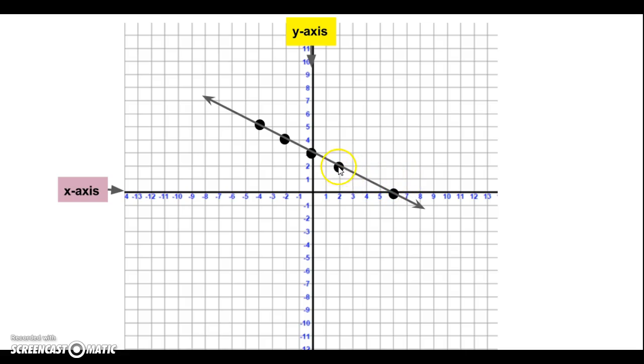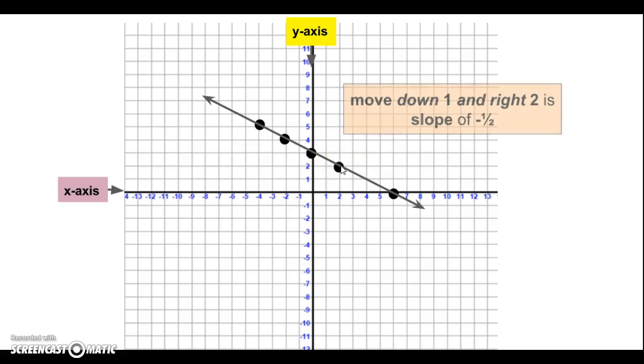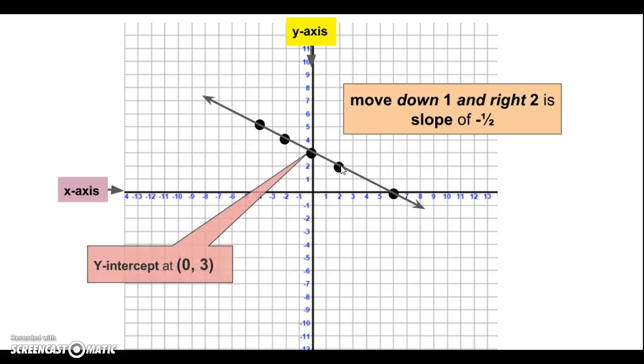And even though we don't see the point here, it says down 2 and over 1, 2, 3, 4. 2/4 is the same as 1/2. And that is our slope. Down 1 and over 2 is a slope of -1/2. Remember, it's negative because it's a decreasing diagonal line. And we have a y-intercept at (0, 3). That's where it crosses the y-axis at (0, 3).